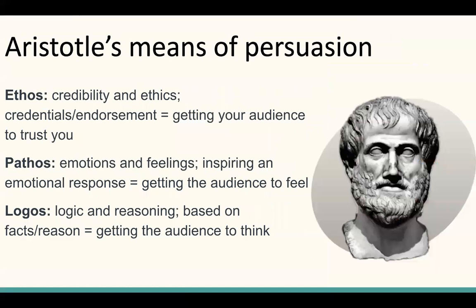This kind of persuasion goes back all the way to Aristotle. With his three means of persuasion, you keep your audience thinking about what you want them to think. Let's get into these means of persuasion. Ethos, credibility and ethics. Credentials and endorsement, getting your audience to trust you. Pathos, emotions and feelings, inspiring an emotional response, getting the audience to feel. Logos, logic and reasoning, based on facts and reason, getting the audience to think.